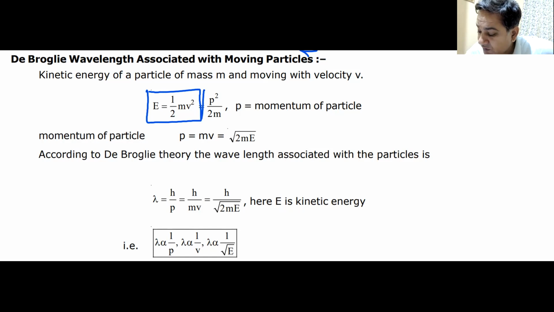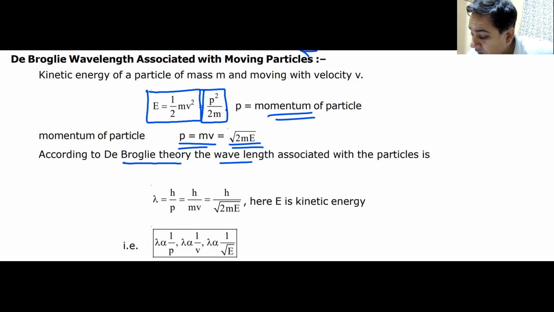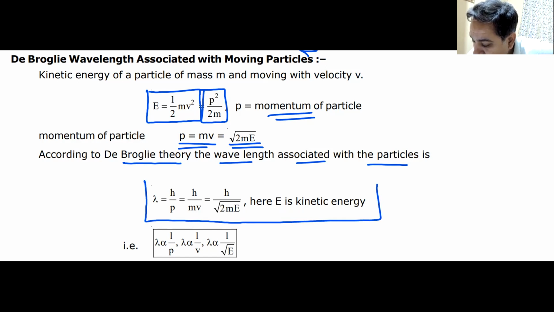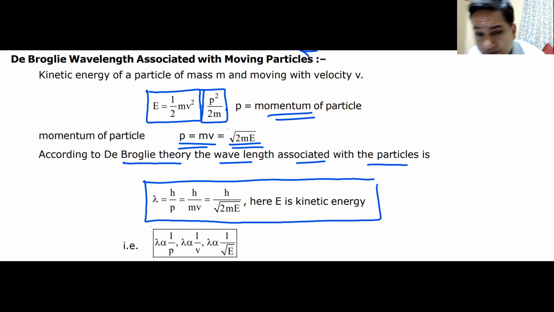We can write it as p square by 2m, where p is the momentum of the particle, p equal to mv, which can be written as root over 2m into kinetic energy. Now, according to De Broglie theory, how do I find the wavelength associated with a particle? This is the most important part. The wavelength associated with a particle is found by this formula: the wavelength is h divided by p.